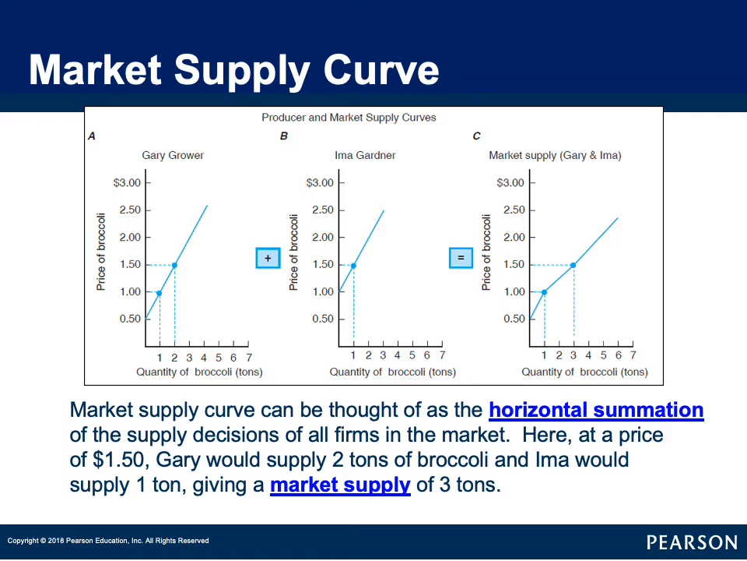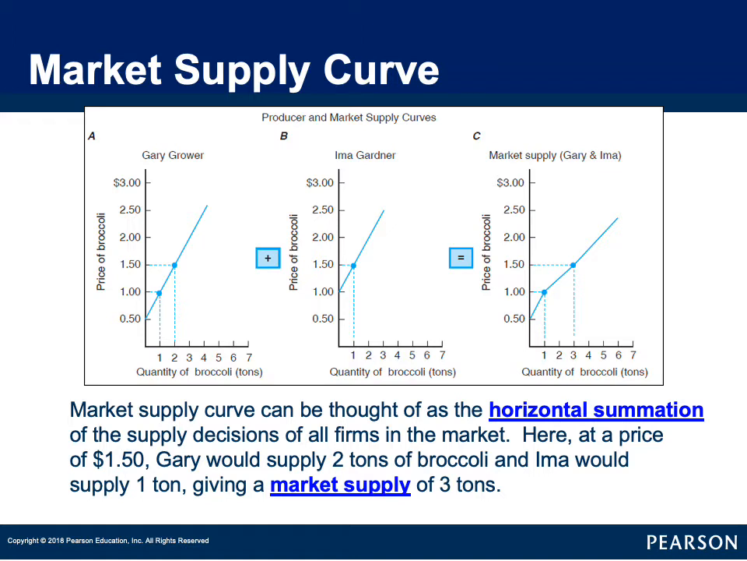As price increases, we can see at $1.50, Gary is willing to produce 2 tons. At $1.50, Ima is willing to produce 1. And so the market together is willing to go ahead and produce 3 tons overall. So the market supply is certainly related to the individual firm supply. We just see the firms added together.